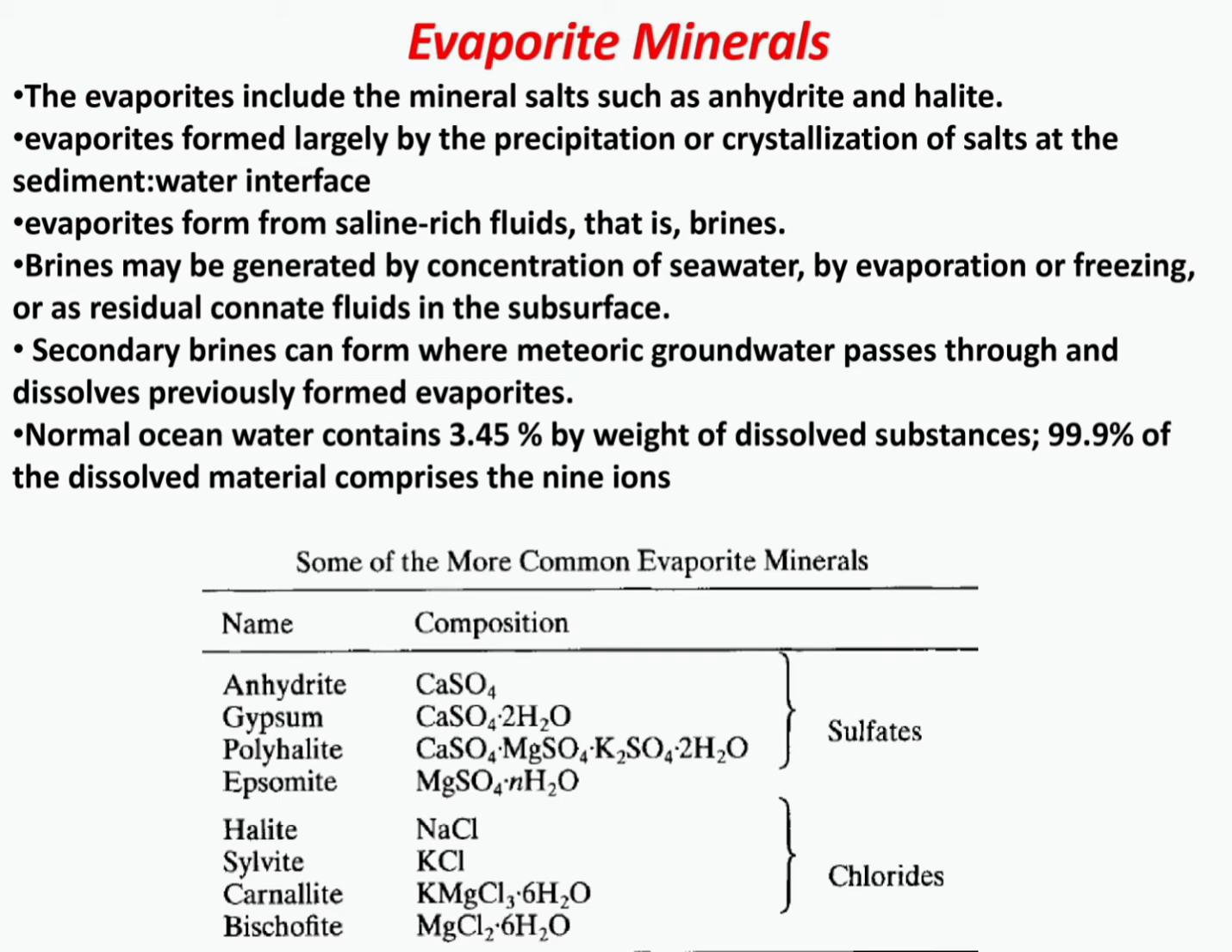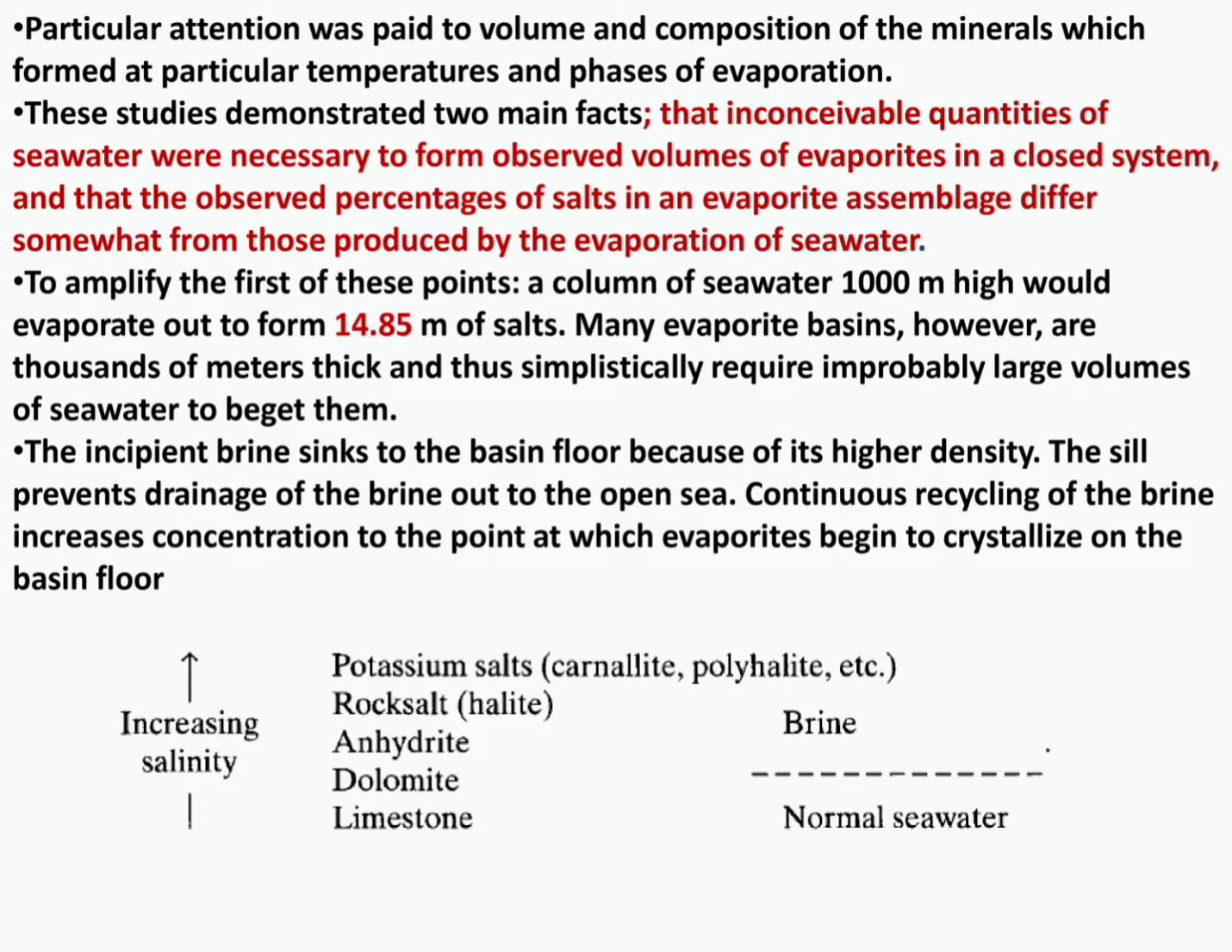Now, particular attention was paid to the volume and composition of the minerals which formed at particular temperatures and phases of evaporation. This means you have different types of evaporites, and these evaporites form at different temperatures and need different volume and composition for their precipitation.